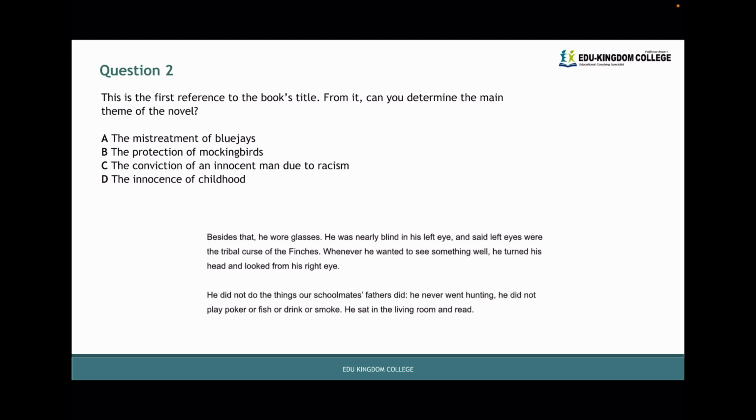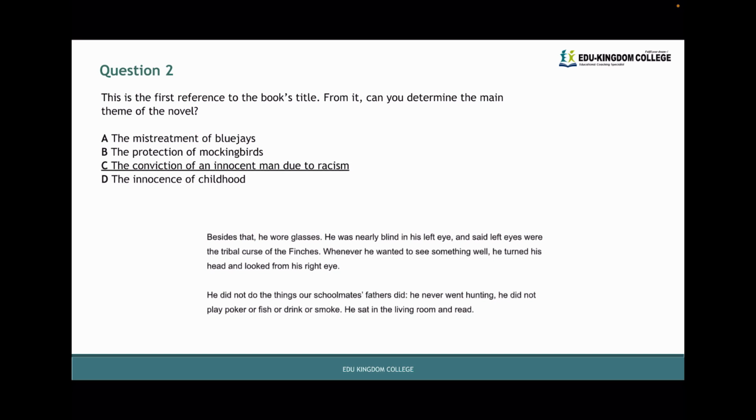So for question 2, this is the first reference to the book's title. From it, can you determine the main theme of the novel? If you read the extract carefully, you'll realize that it's not actually about different species of birds, right? So A and B wouldn't be a good answer in this case. They're trying to tell us a little bit about society and its structural issues. So for C and D, for D, we can't say too much about this topic. The idea of childhood is not necessarily clear, whereas C is, right? The conviction of an innocent man due to racism.